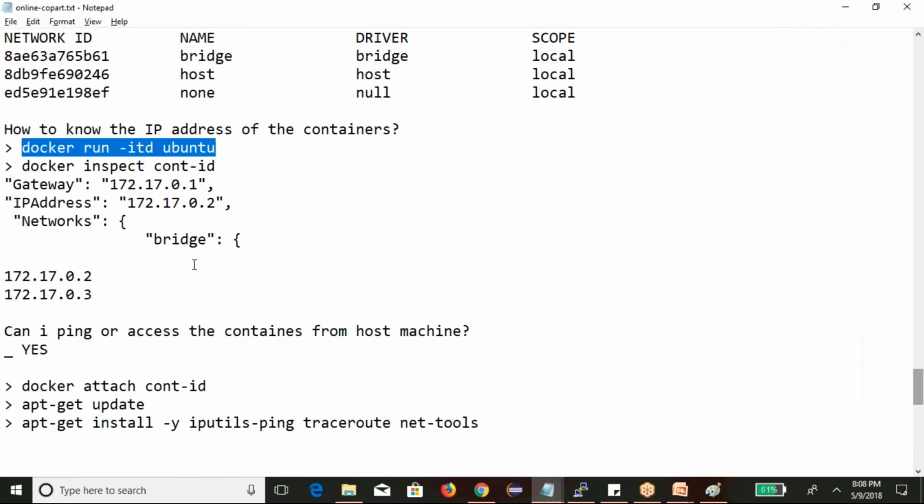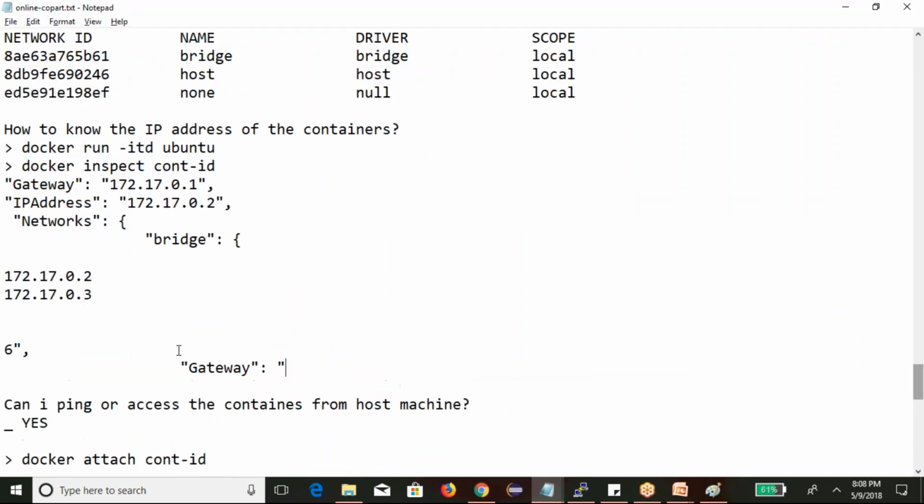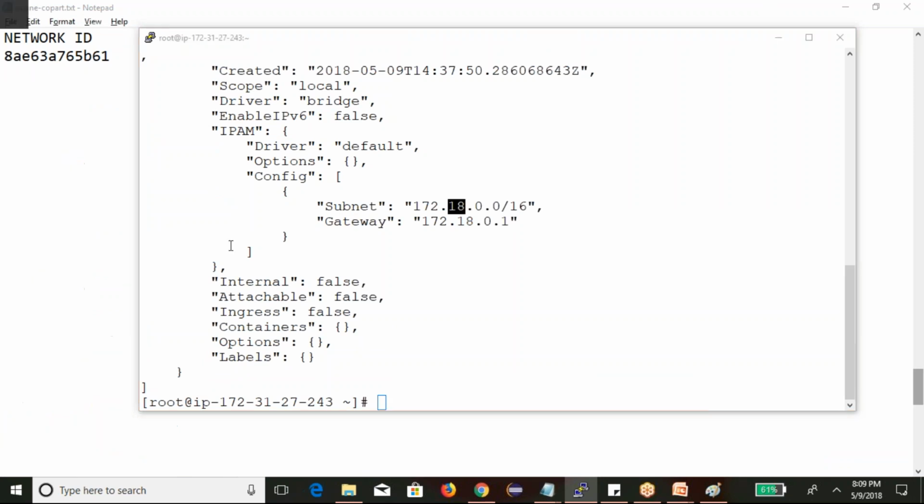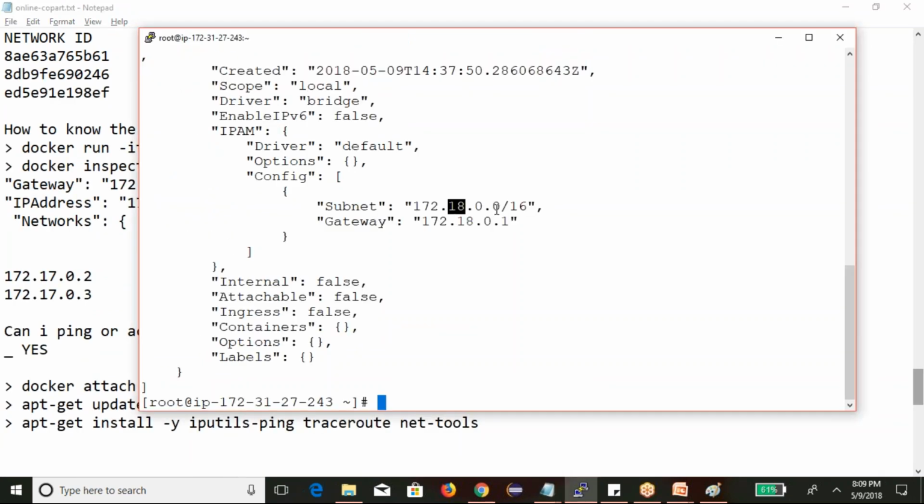So now see that this is a different subnet. CIDR range here: earlier you had a CIDR range starting with 17, now it has become 18. Here the gateway is first. Always remember, the first IP address of your subnet is always reserved for the gateway, as per the networking concept. So here the first IP address becomes your gateway.